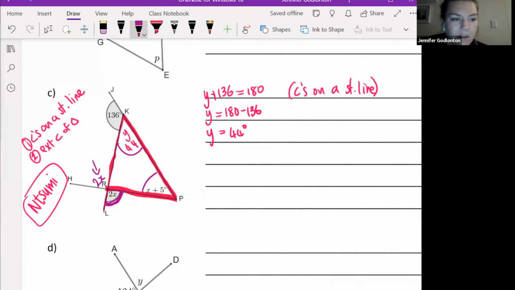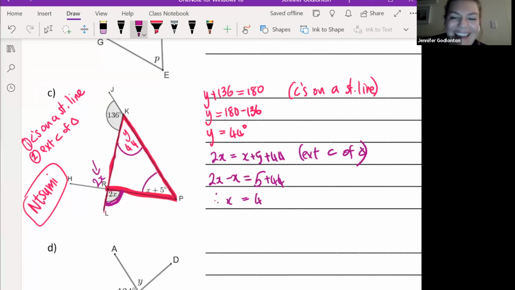Okay, so 2x equals x plus 5 plus 44. Good. What's my reason? Exterior angles of a triangle. Yes. Okay. Next. So it's going to be 2x minus x equals 5 plus 44. Okay. And x will be equal to 49. Yes. Yay. Well done. You nailed it. That was really good. Really, really good.